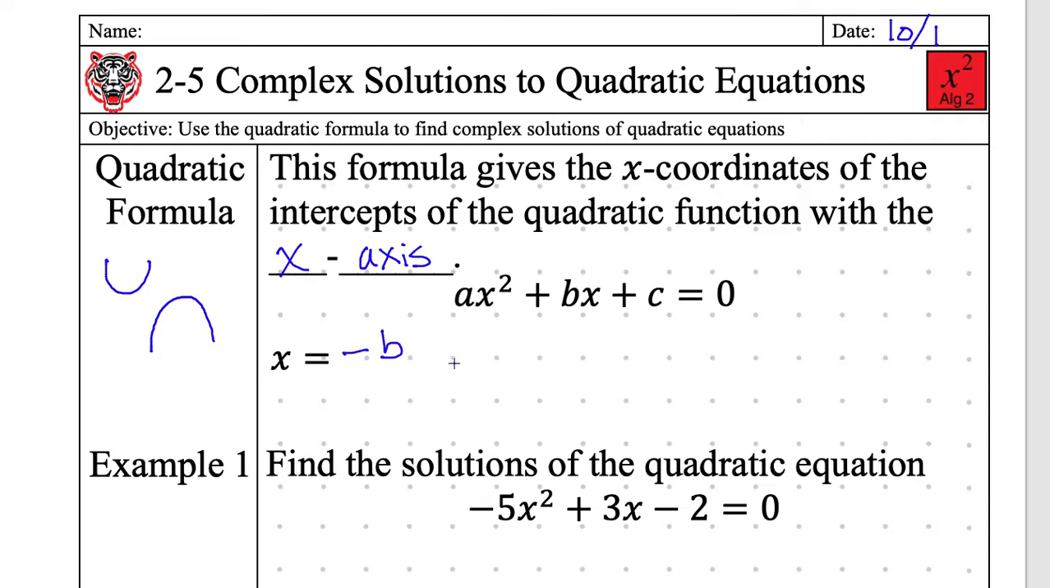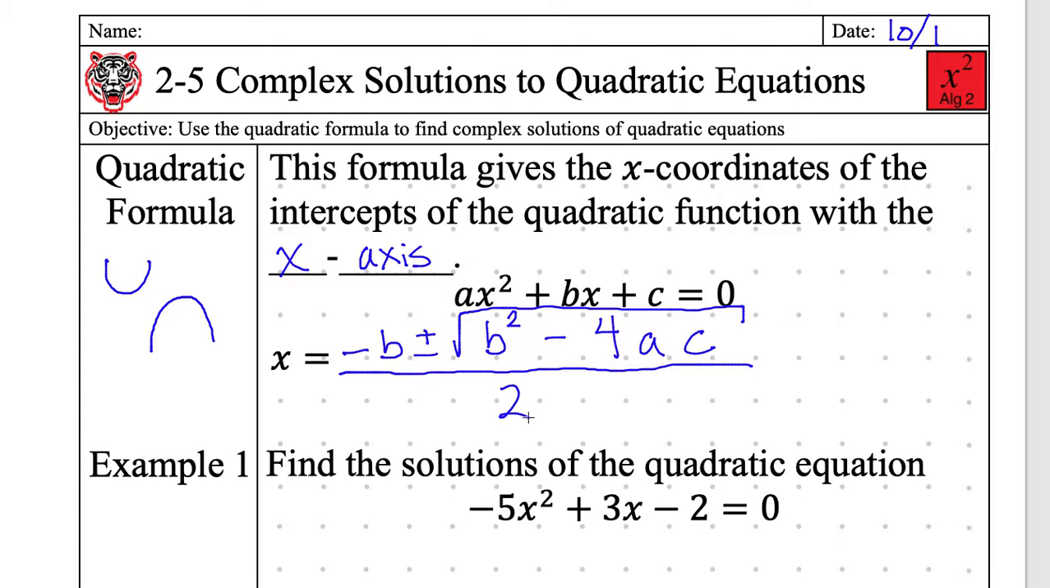X is equal to negative b. Give yourself some room because I'm going to do a fraction. Negative b plus or minus a giant square root of b squared minus 4 times a times c. These are all multiplied together. Those last 3 are multiplied together. And then everything, including the negative b at the very beginning, is divided by 2a. It didn't even rhyme.